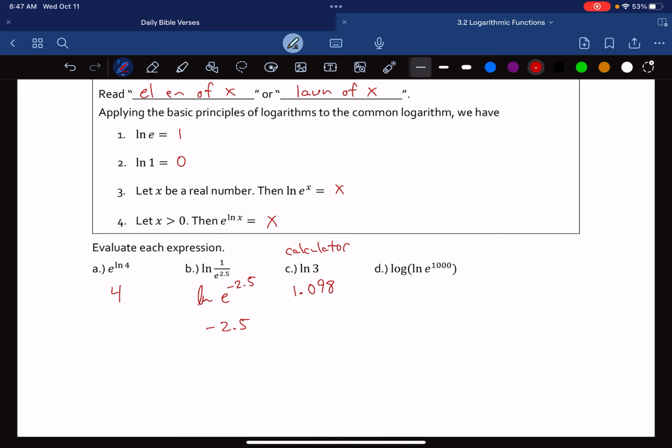And then log base 10 of the natural log of e to the 1,000. If we look at the inside part here, that natural log and that exponential of e are going to cancel. And so we end up with just the log of 1,000. The log of 1,000 is log of 10 to the third, and this is a log base 10, right? That's a base 10 log of 10 to the third, which is just 3.